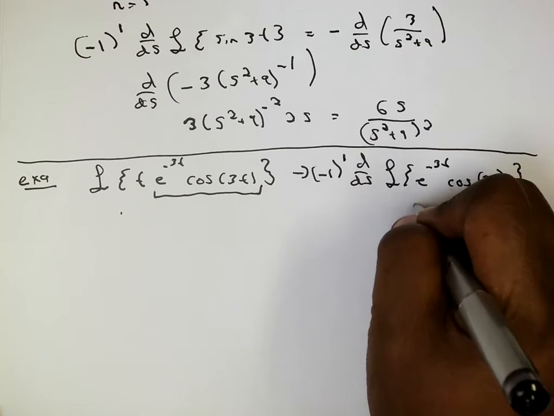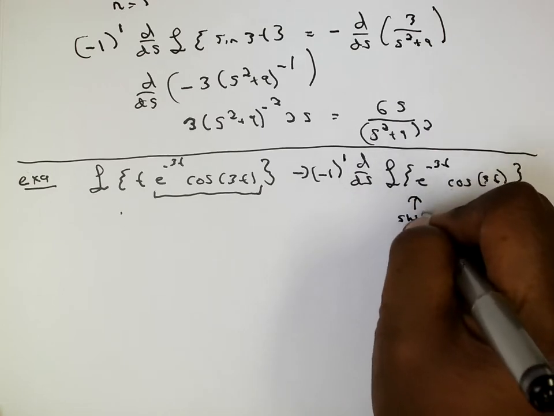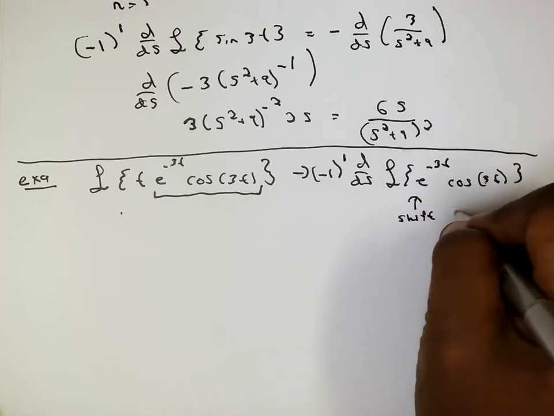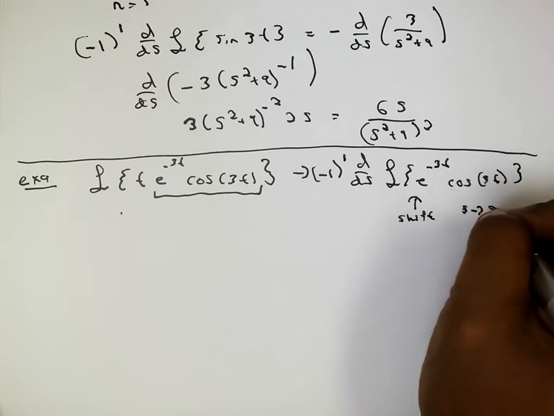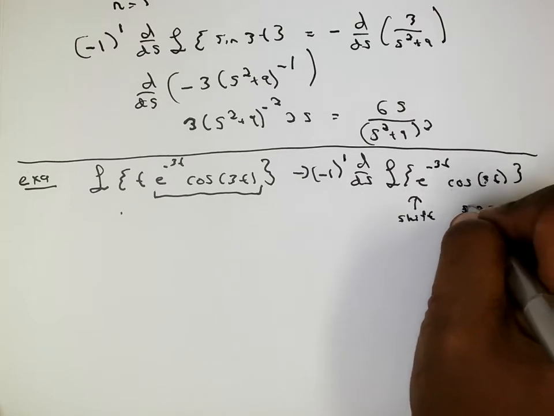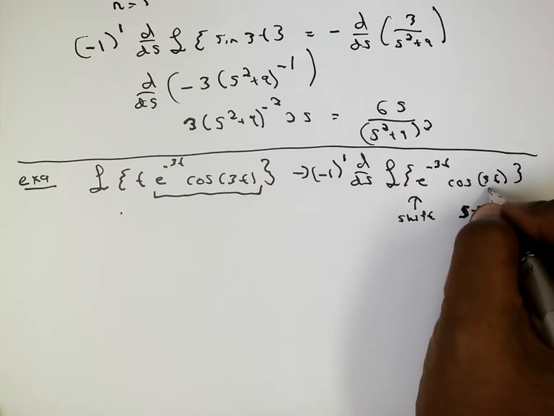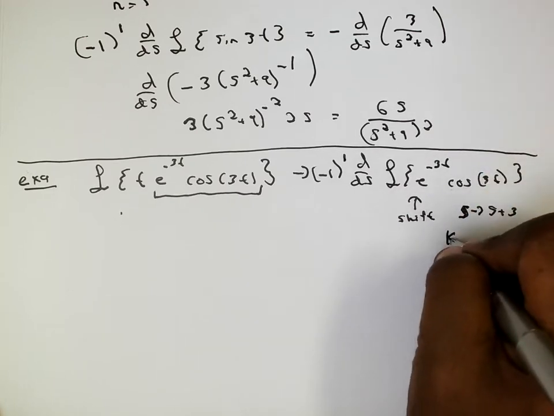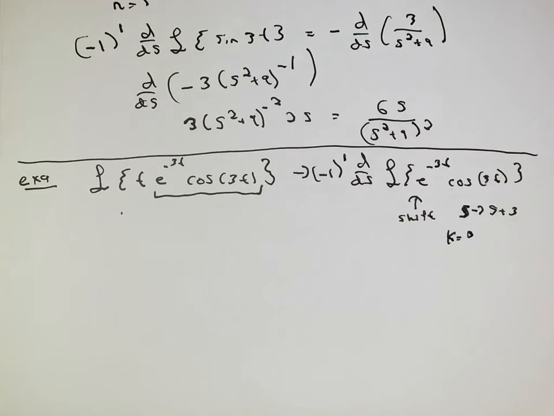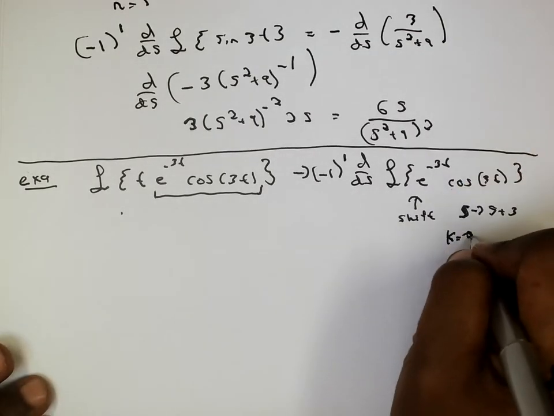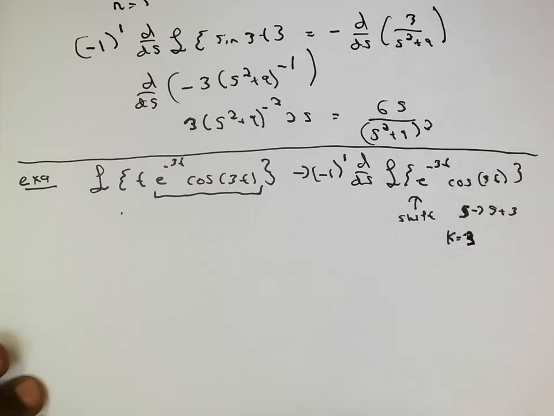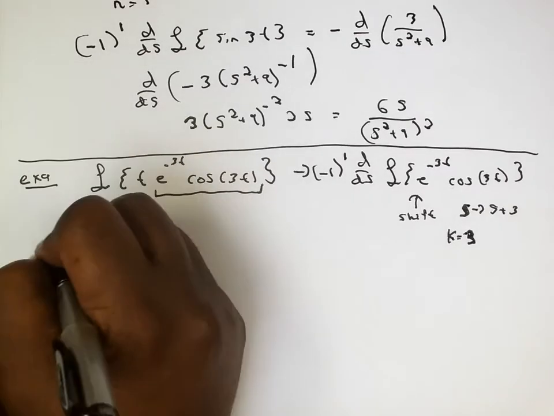So this is giving me my shift. And the shift is going to go from s to s plus 3. And this 3 in the argument is my k. So my k is equal to 3. So what I'm going to do is first take the derivative. Oops, sorry. Does not look like a 3. I'm going to first take the derivative, and then I'm going to go back and do my shift, because this is going to get really messy.